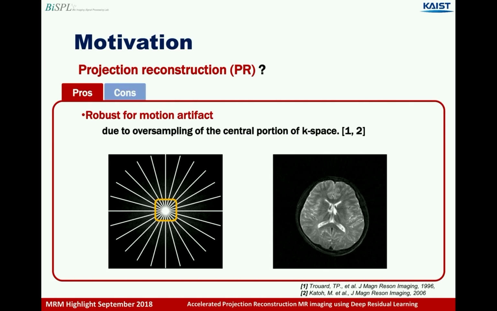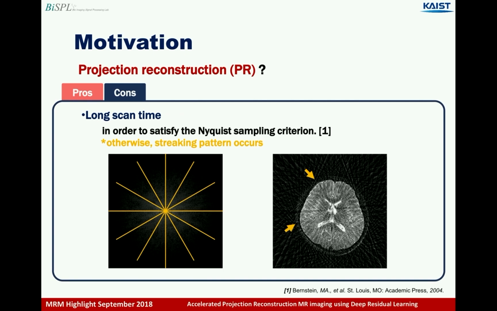The projection reconstruction method has many advantages. One of the advantages is robustness to motion artifacts due to oversampling of the central portion of k-space. However, in order to satisfy the Nyquist sampling criterion, the PR method requires a long scanning time. Otherwise, a streaking artifact pattern occurs.